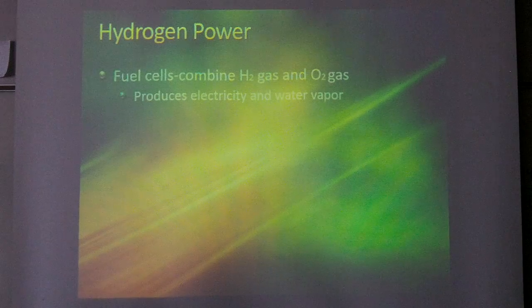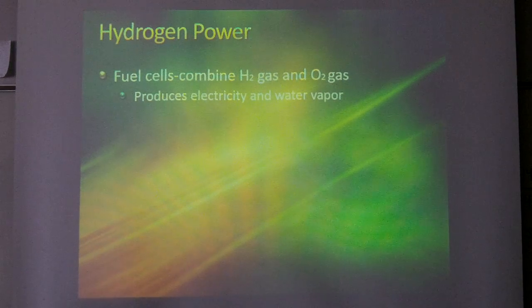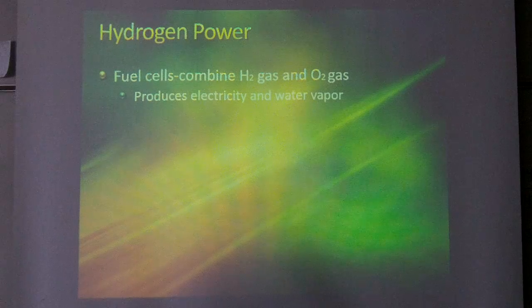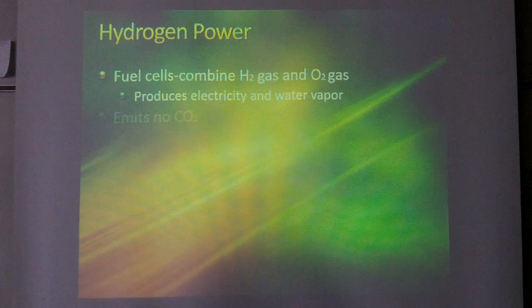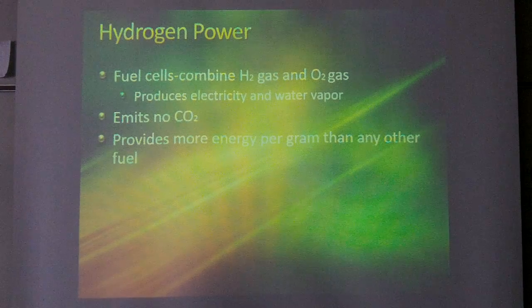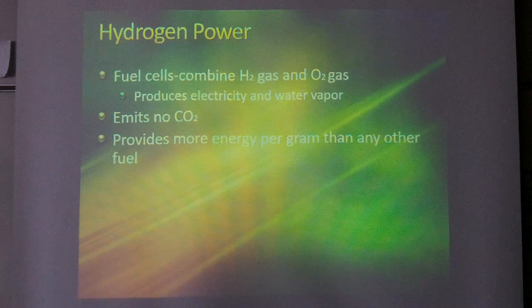Hydrogen power, fuel cells. All right, so in a fuel cell, we are combining hydrogen gas, H2, and oxygen gas, O2, and we produce electricity and then water vapor. So it's a clean form of energy. It emits no CO2 and provides more energy per gram than any other fuel.